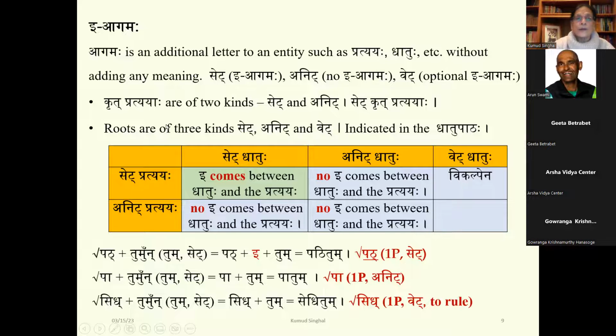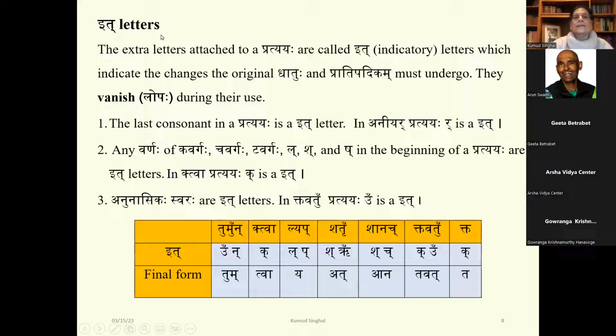So here, it letters and e agamas are important when adding krit suffixes to the dhatu. It letters are just indicatory letters which vanish during their use, but they tell us what changes the dhatu and the pratipadikam will undergo.